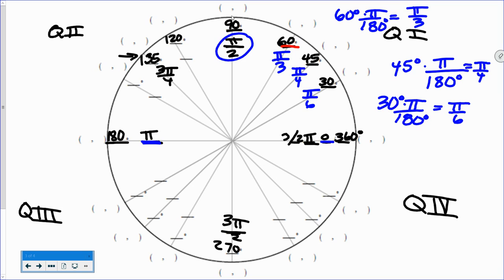But if I am at 60 degrees, I'm splitting 180 into 3 parts. If I divide 180 by 60, it's going into 3 parts. So if I have 1 pi over 3 at my 60 degrees, this is my second pi over 3. Here is my third pi over 3, which is 1 pi.